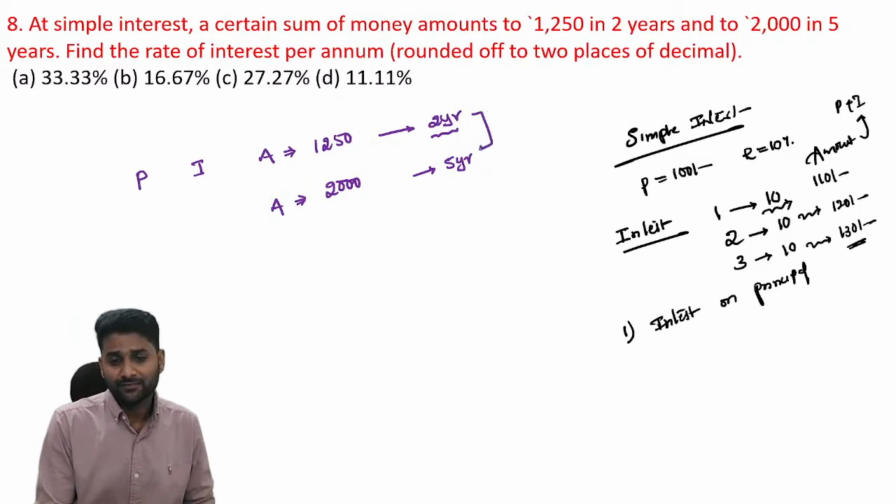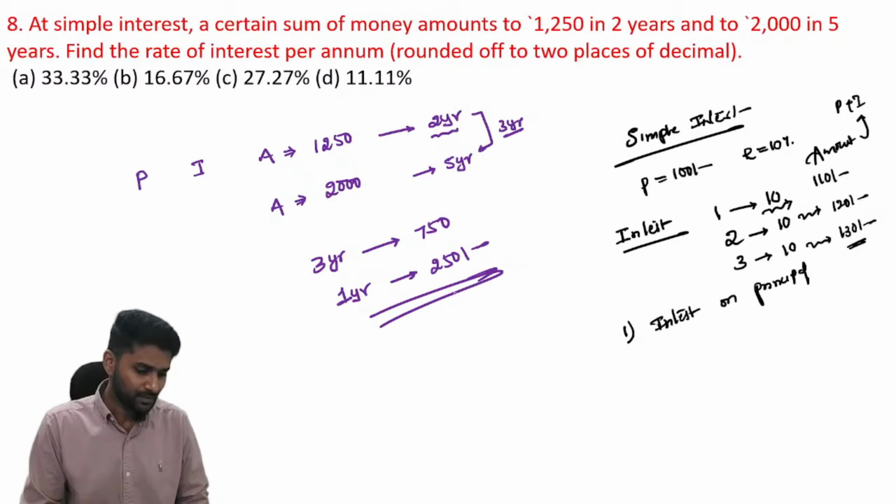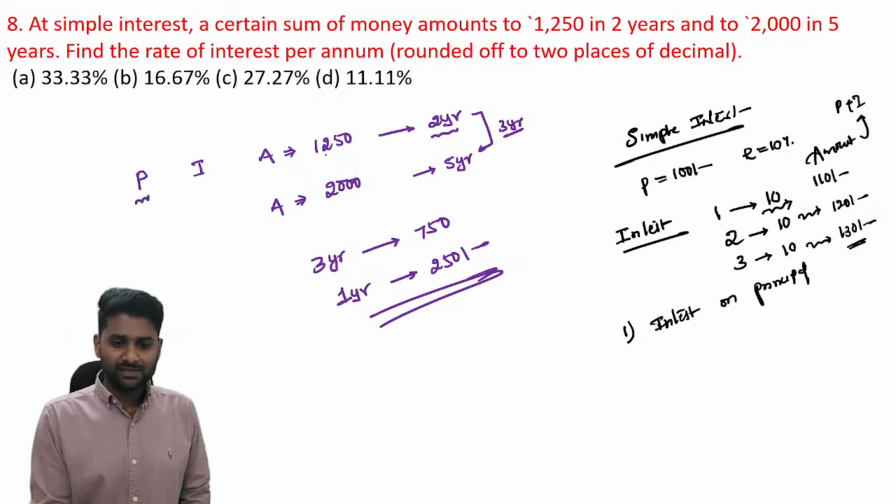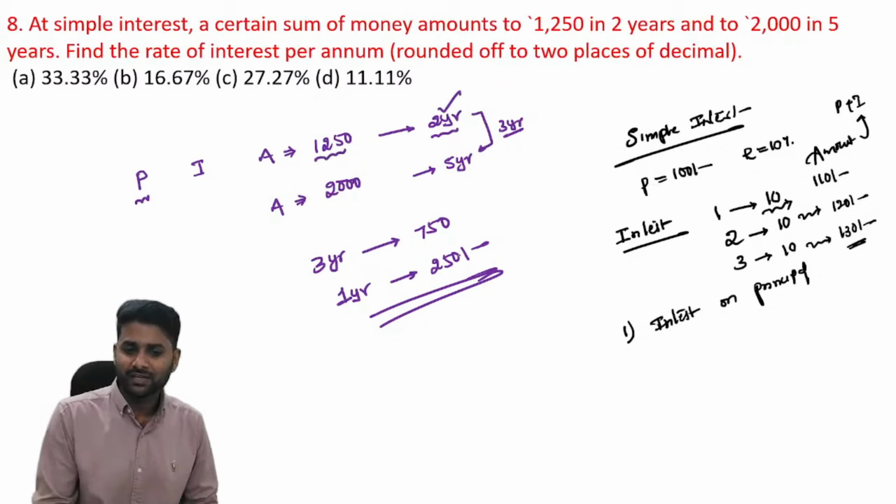In 3 years, why does the amount increase? Because of the addition of interest. So how much interest for 3 years? For 3 years, the interest is 750. That means every year the person has to pay 250 rupees. Now you have the interest. Another question: what about the principal? See, this amount includes 2 years of interest.